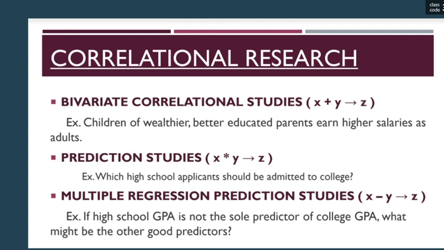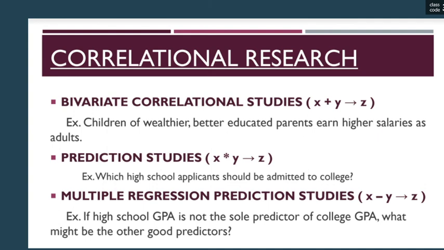Something like that. Pag prediction studies naman, ayun, predict. Sino kaya sa mga high school applicants ang dapat ma-admit sa college? Sino kaya sa high school applicants ang pwedeng pumasok sa UP, sa PUP, sa UST, sa LaSalle, sa Ateneo, something like that. Prediction. Mag-predict ka lang. While multiple regression prediction studies naman, sabi, kung hindi ang GPA ng high school ang sole predictor ng college GPA, ano pa kaya yung pwede natin gawing indicators?